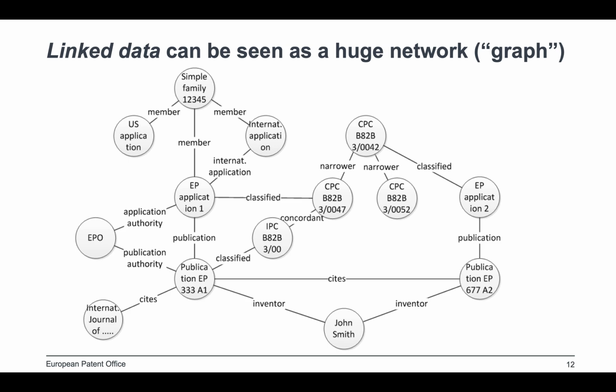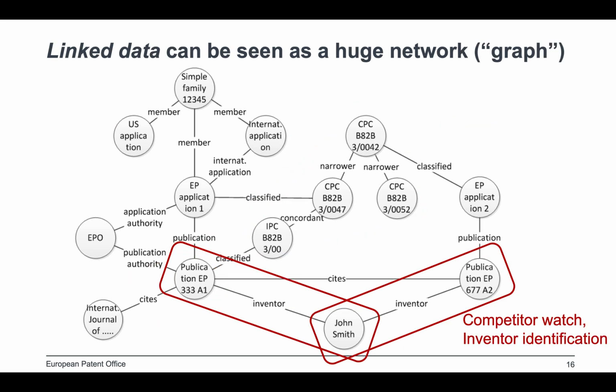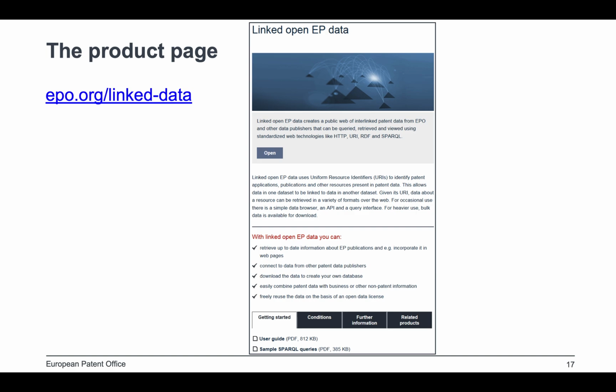So going back to the data product, where will you find all the information? As mentioned before, the URL is epo.org/linkedData. You will find here a user guide and more documentation under further information. And you will see a link called Open, which goes to a small GUI application, which helps you to understand and to browse the data. That's how this small application looks. Here's the main menu bar. What you see here is the API.